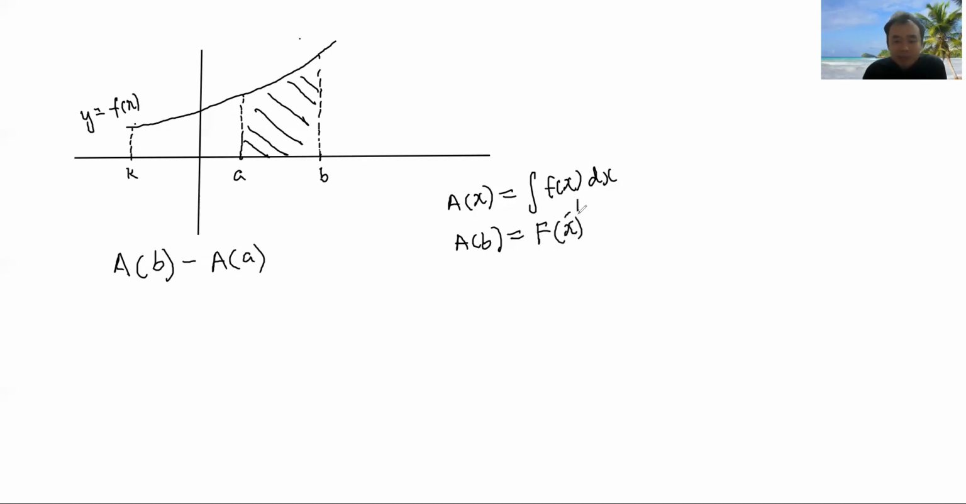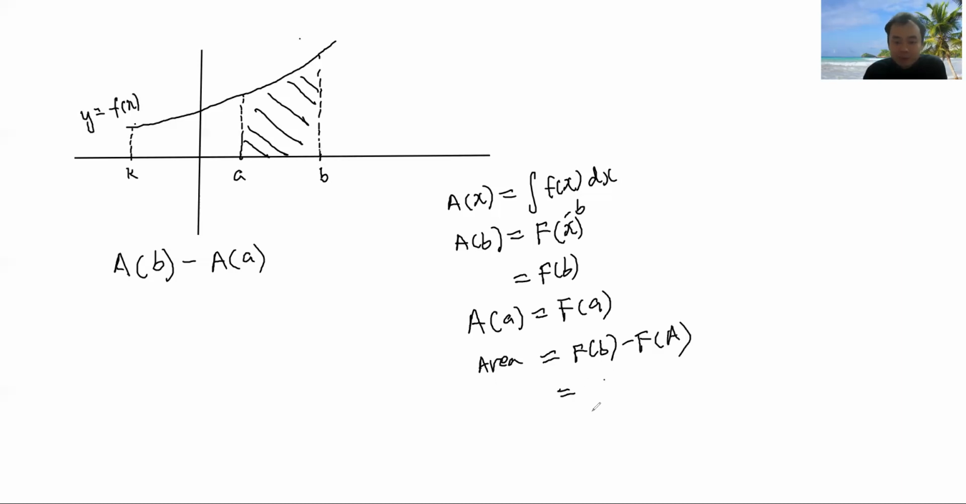But now this is b, so this is F of b, and this would be F of a. So the area that we want, from A to B, is basically F of b minus F of a, which is the integral from a to b of f of x dx. So that's basically how integration is related to the area.